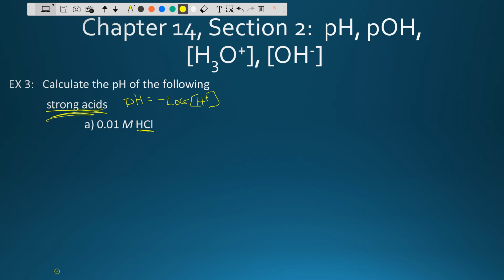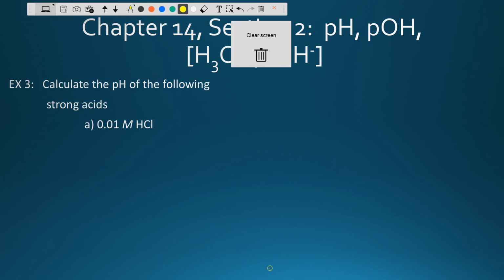That means it's going to dissociate 100% of the way. So just plugging those values in, the negative log of 0.01 is going to give a pH of 2. Now I want you to notice something. If I were to write this in scientific notation, I would have 1 times 10 to the negative second. Since this is exactly 1, I can just look at this and say, oh, the pH is going to be 2. And we'll see a couple of examples of this along the way.